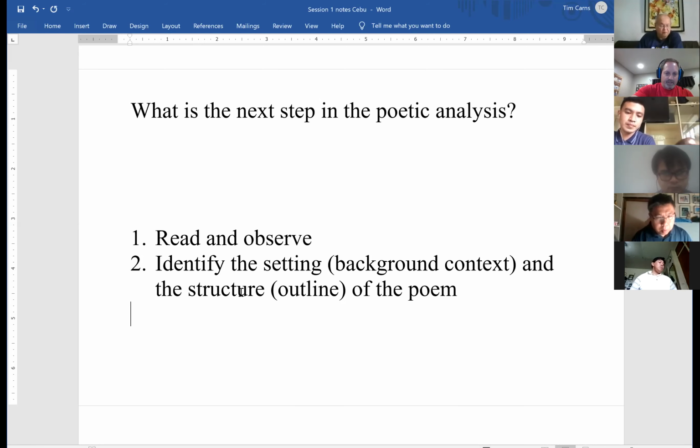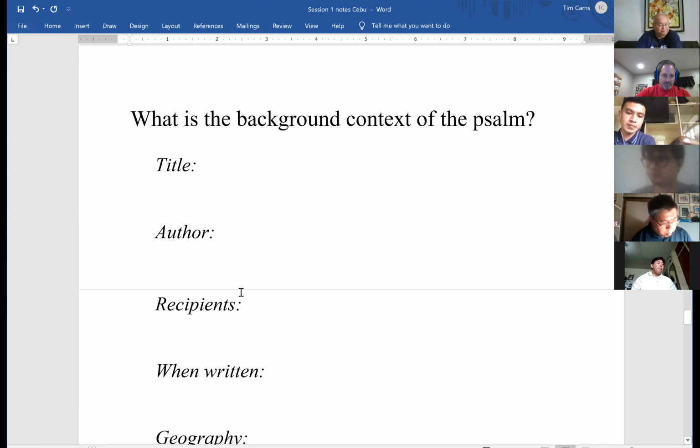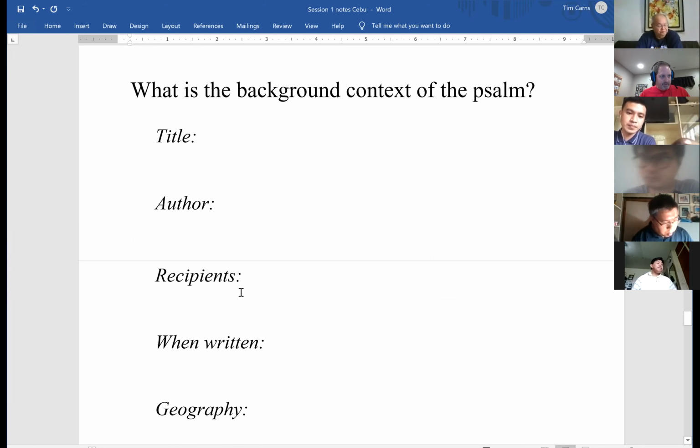Let's take a moment. What is the background context of the psalm? It's similar to when we're talking about the background context of a book. Each of these psalms is independent. They have their own occasion, their own purpose, their own background. So after reading and observing the psalm, the next step is to ask, what is this psalm's background? What prompted it? Who wrote it? When was it written? Are there any places mentioned? Are there any people mentioned? What seems to be its purpose? Those are the things we're going to try to address in this step.